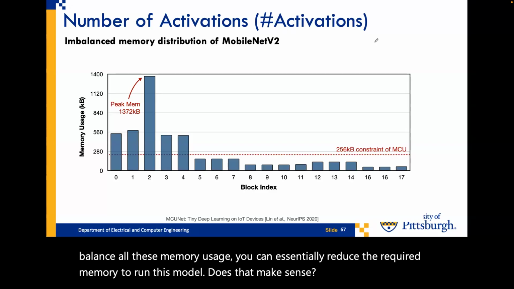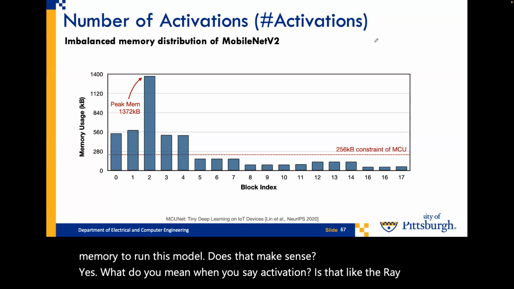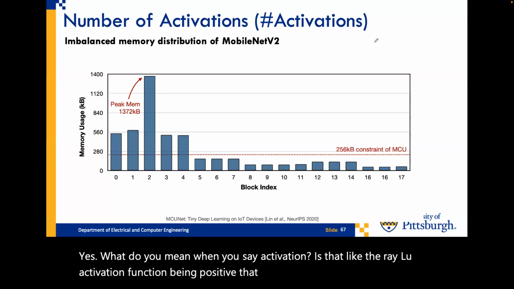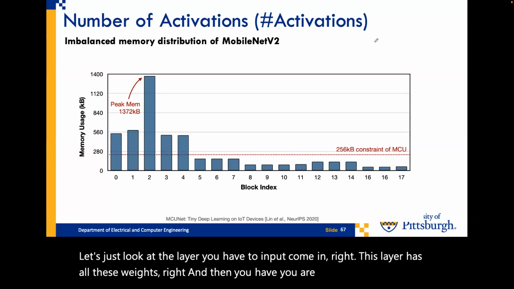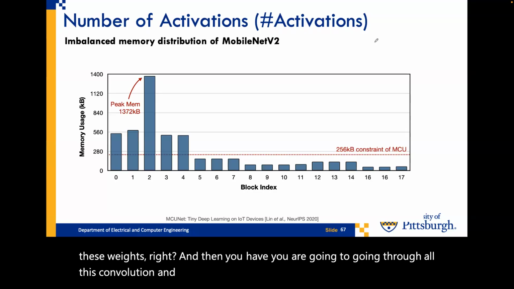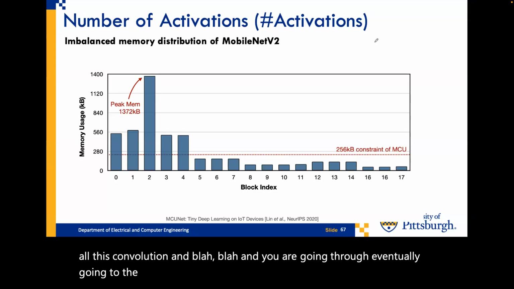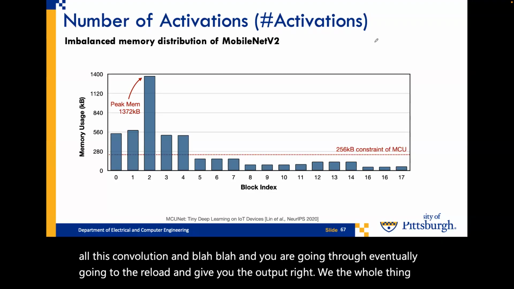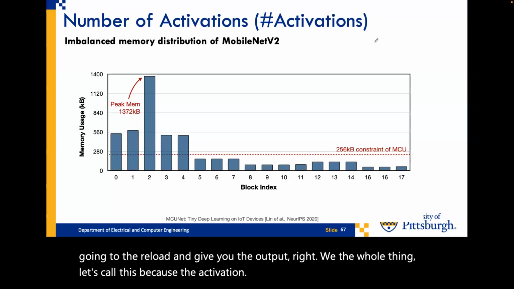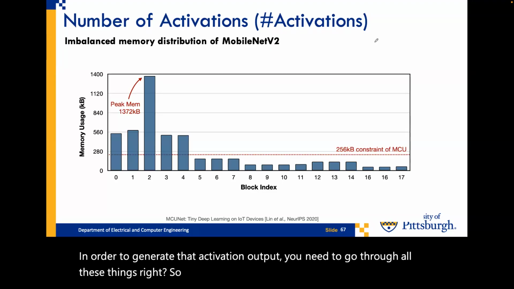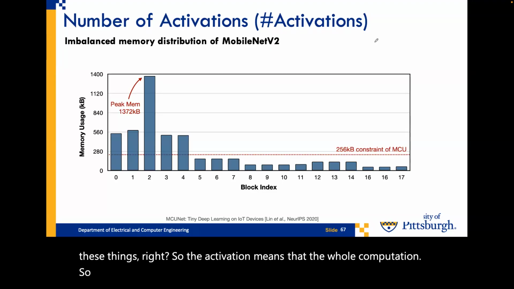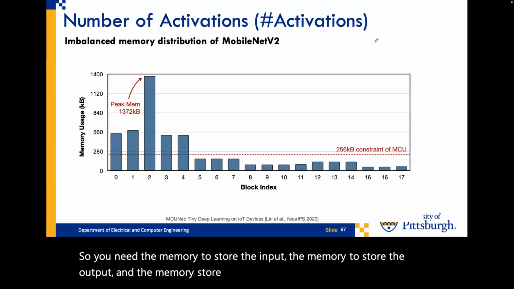What do you mean when you say activation? Is that like the ReLU activation function being positive? The activation means, for each layer, let's just look at the layer. You have the input coming in, right? This layer has all these weights, right? And then you go through all this convolution and so on, and you eventually go to the ReLU and it gives you the output, right? In order to generate the activation output, you need to go through all of this. So the activation means the whole computation. So you need the memory to store the input, the memory to store the output, and the memory to store the weight. Does that make sense?